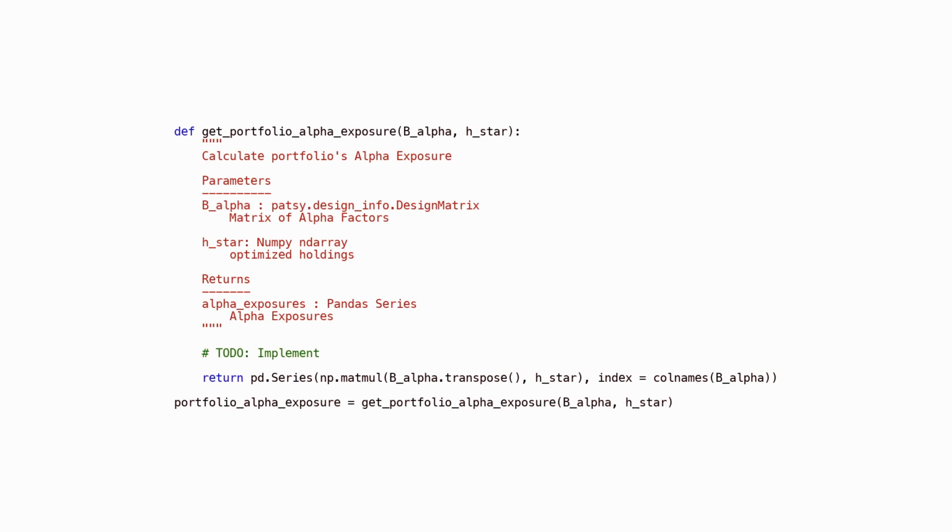Finally, the code creates a variable called portfolioAlphaExposure, which stores the result of the getPortfolioAlphaExposure function using the inputs B, alpha and H*. This code defines a function called getTotalTransactionCosts, which takes in three parameters.